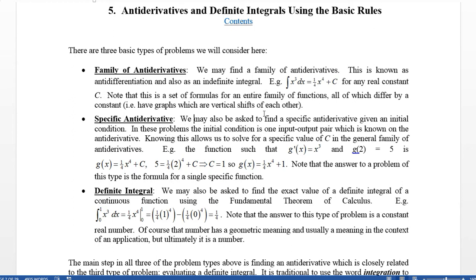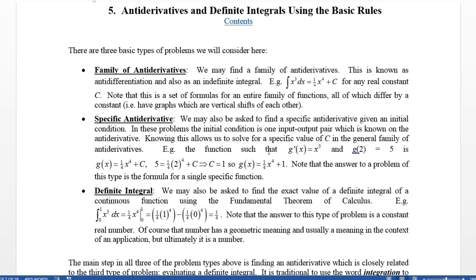Now we may also be looking for a specific antiderivative. To do that, we need to be given an initial condition. We need more information to be able to narrow down or isolate exactly what that value of c is. So what we'll be given is called an initial condition, and that's where we're given 1 point on the graph of that function, or 1 point in the table, 1 point that satisfies that. So we need an input-output pair that's known.